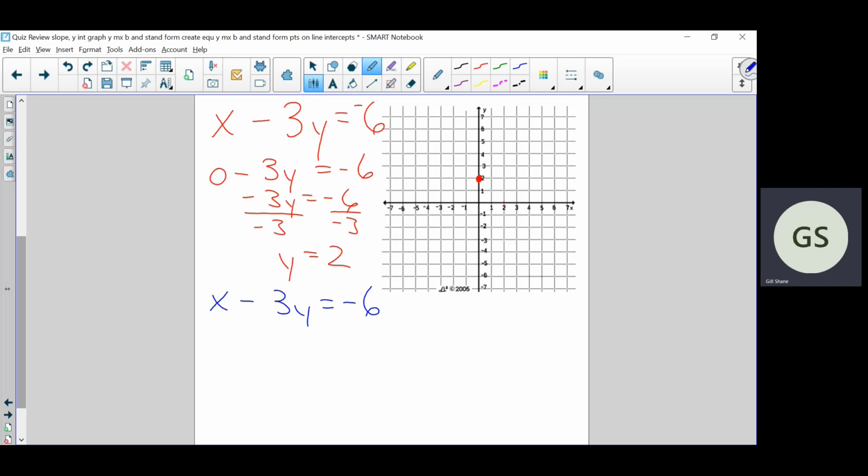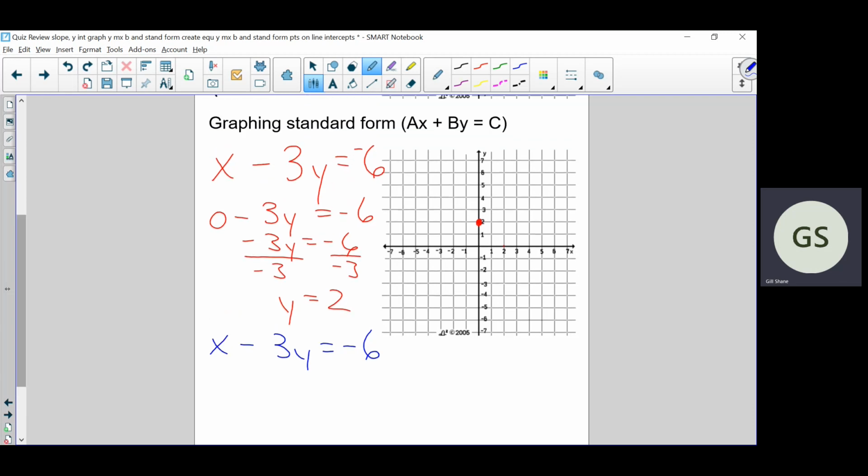Basically, where am I putting the 0? I replaced x before with 0. I said, what if x is 0? What if x equaled 0? Well, if x equaled 0, I wouldn't need x anymore. I'd put a 0 there.